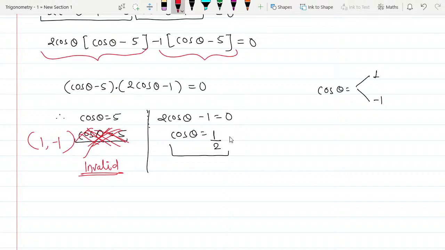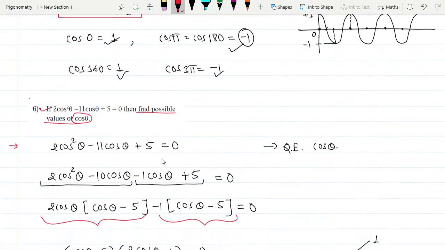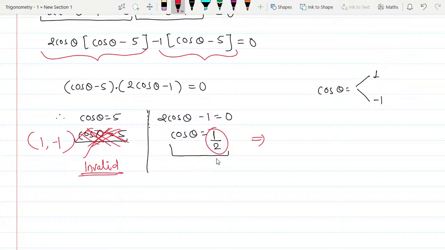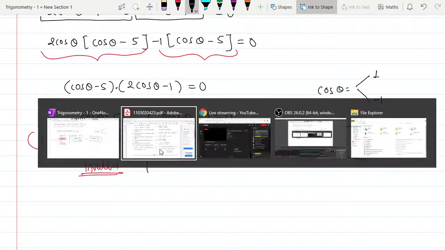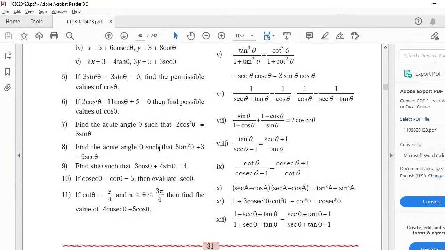Yes, this is what we have as the valid one now: cos theta equals 1 by 2. Okay, we got the answer. That is exactly what they are asking, what is the value of cos theta. So cos theta value is 1 by 2. Yes, so this is how you get the answers to these questions. Very simple. Great, Rohit. I hope you are understanding this. Yes or no? Now let's take the next question.